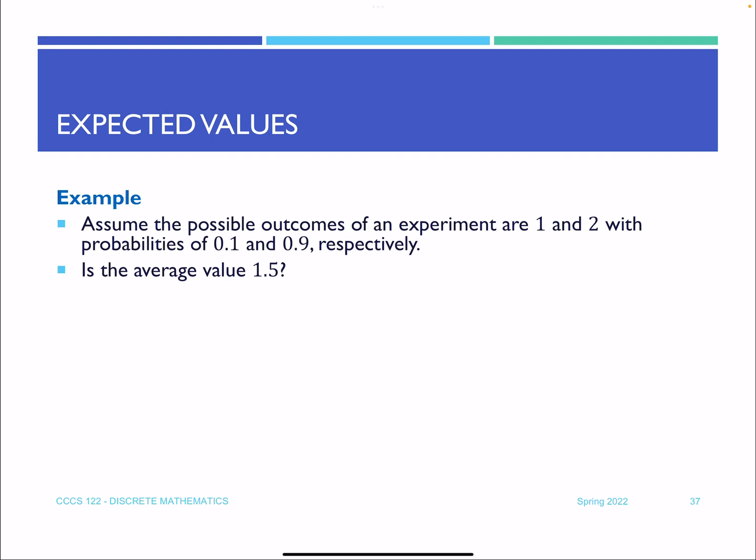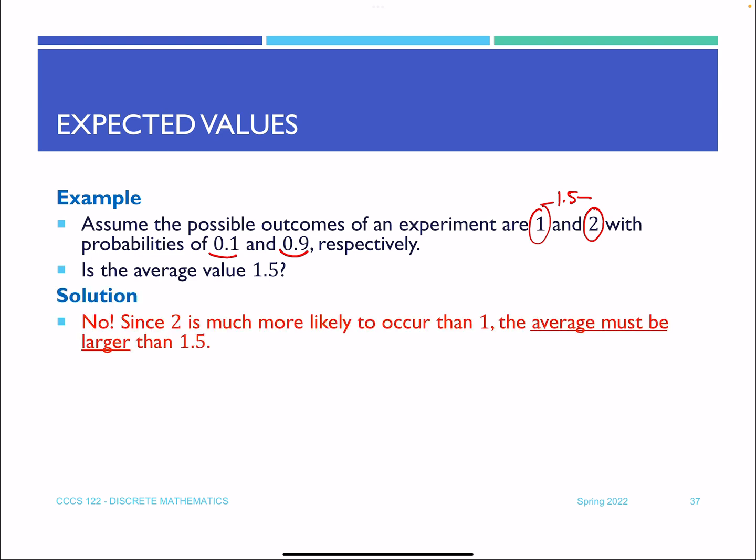So for example, let's consider the possible outcomes from an experiment are two numbers, 1 and 2. But the probabilities with which they occur are 0.1 and 0.9. Question: the number halfway between 1 and 2 is 1.5. Is that the expected value of this experiment? Well, expected values are defined for random variables, but is that the expected value of this random variable?